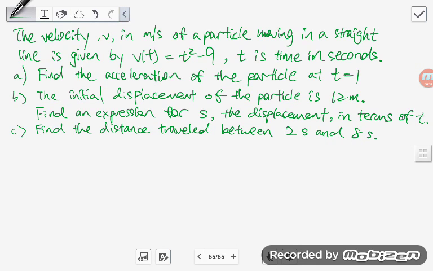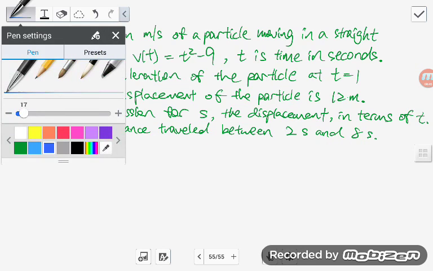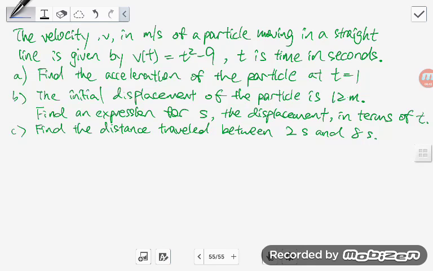Okay, welcome back. So we have velocity. The velocity is given: v of t is equal to t squared minus 9, right? And the time in this case is in seconds. For part A, they want us to find the acceleration when time is equal to 1. So let's do A first.